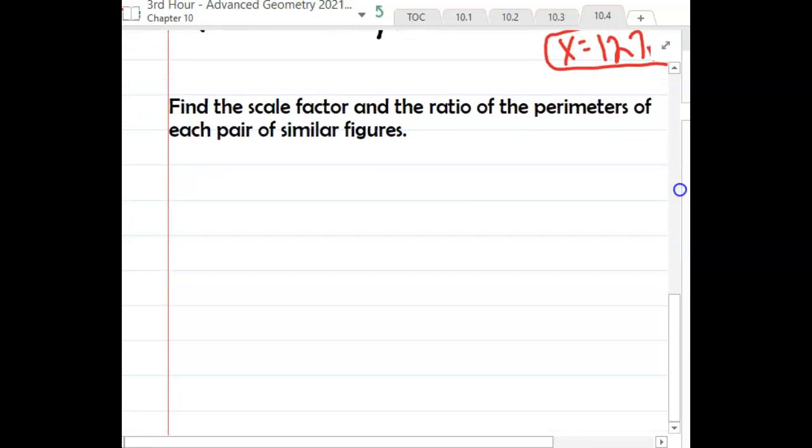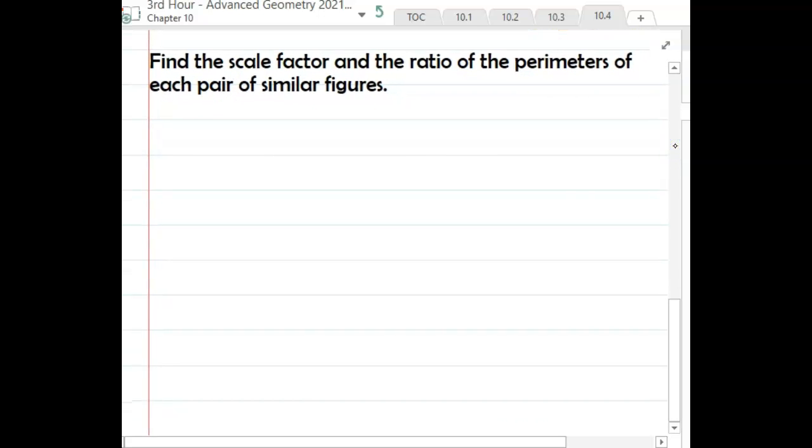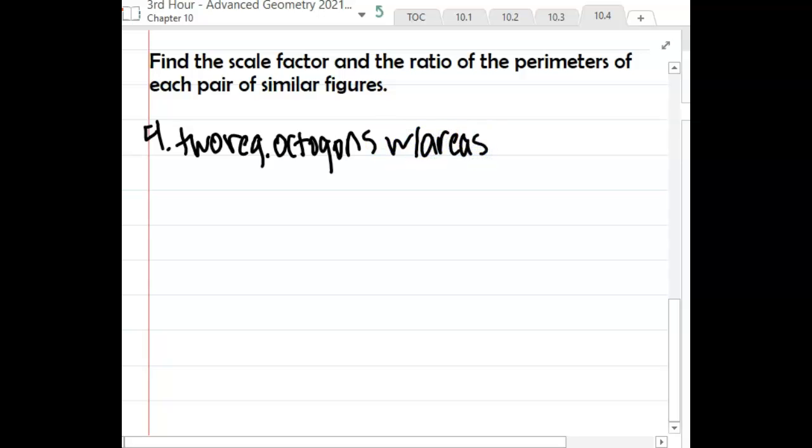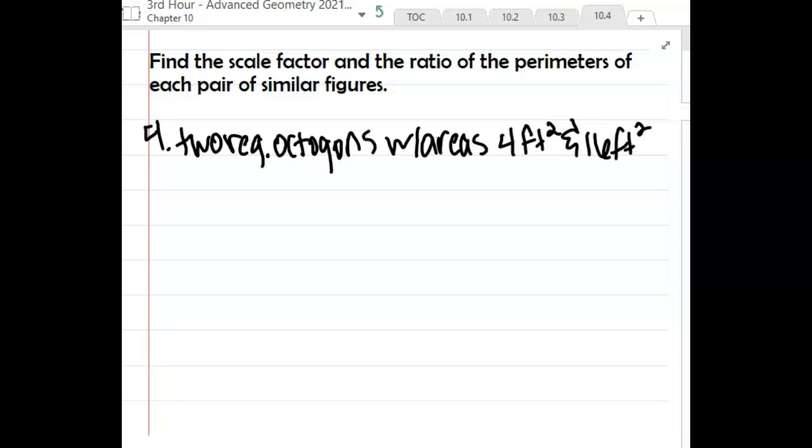Okay, and then the last thing we're going to do is we are going to be given some information. We want to find the scale factor and the ratio of the perimeters. So, number 4, here's the information we're given. We have 2 regular octagons with areas 4 feet squared and 16 feet squared.